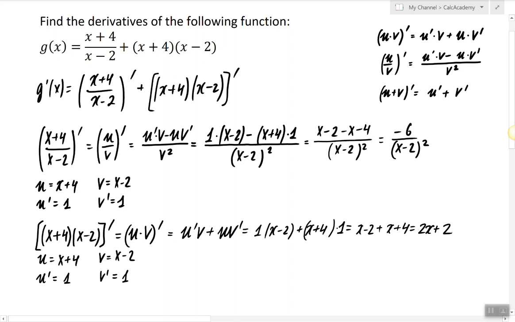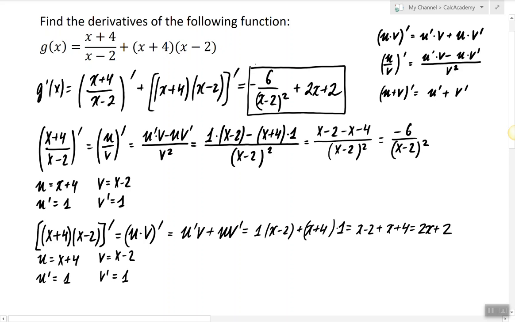So the final answer is: the derivative of the original function is the derivative of the quotient, which is negative 6 over x minus 2 squared, plus the derivative of the product, which is 2x plus 2. And this is how we use the product and the quotient rule to find the derivative of a function.